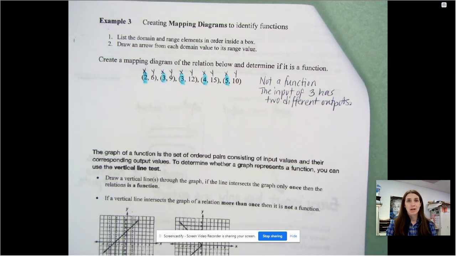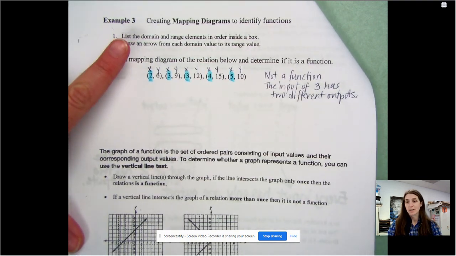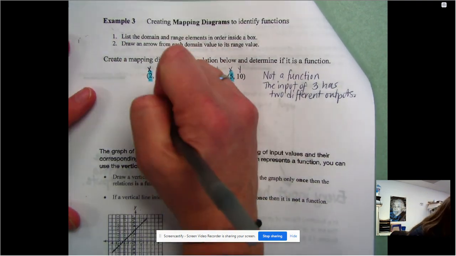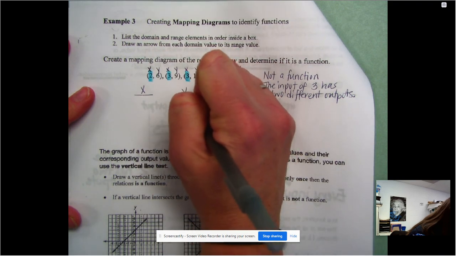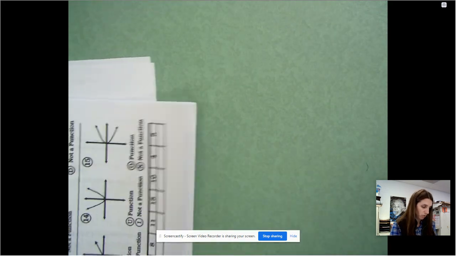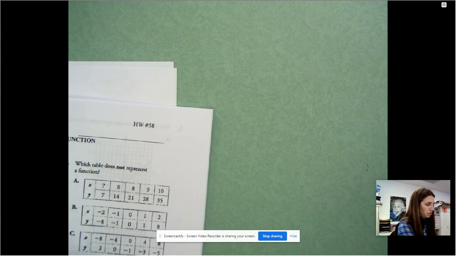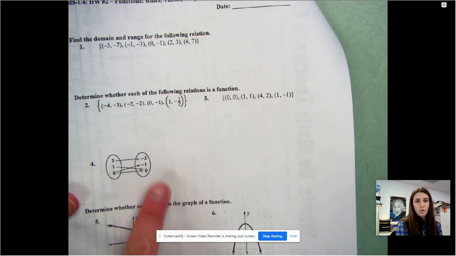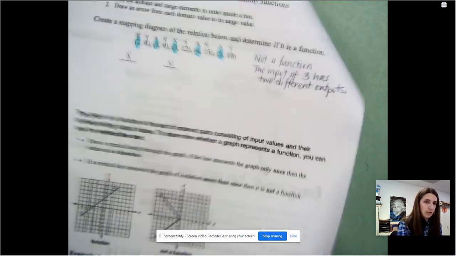Okay, now they're mentioning something up here about a mapping diagram. So I'm going to show you what that looks like real quick. You're going to have x's and you're going to have y's, okay? And we can put them in a box. We can put them in a circle. Let me just jump ahead and show you what it might look like. Here's a circle mapping diagram right here, okay? So it's just pointing to the inputs and where their outputs are landing, okay?